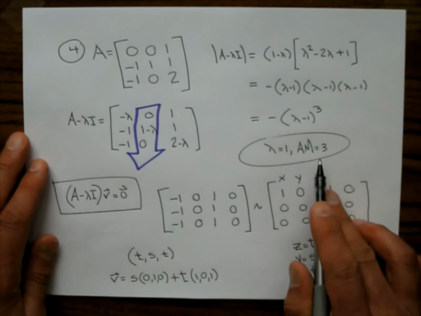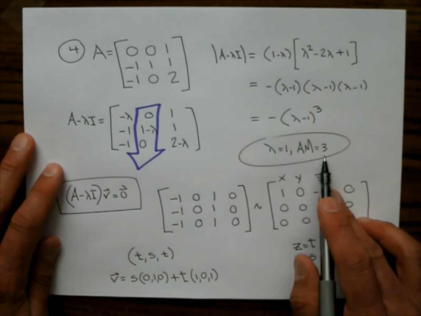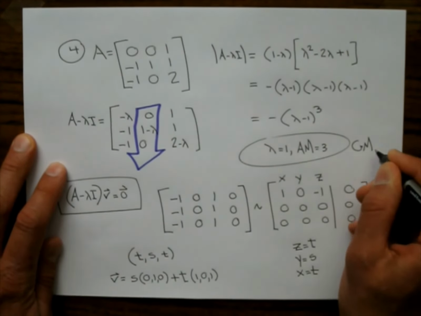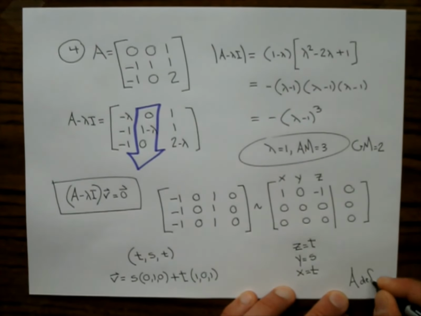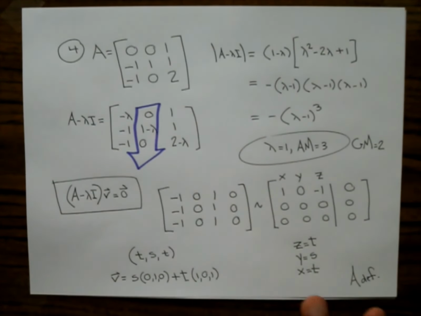So it looks like your algebraic multiplicity is 3, but your geometric multiplicity is 2, which makes A defective. Everything I've done on this page was linear algebra stuff that we've learned a long time ago.